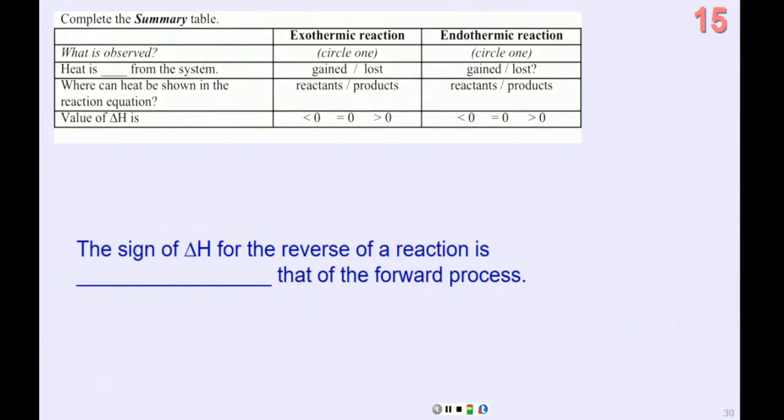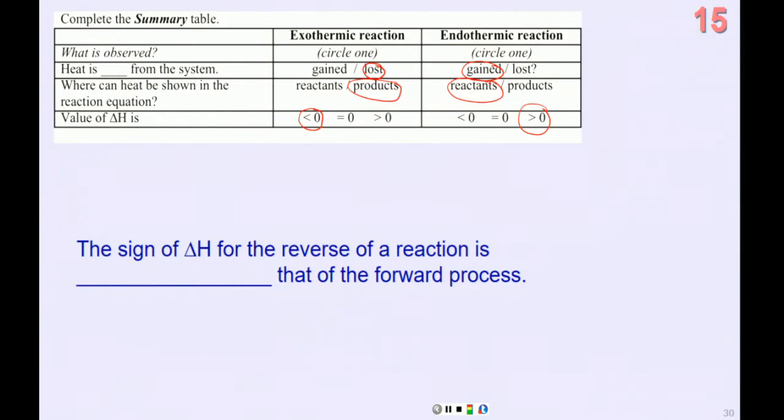So exothermic reactions: is heat gained or lost from the system? It is lost. Where is the heat shown in the reaction equation? It is a product, and the value of delta H is always less than 0. In an endothermic reaction, the other side of this chart, heat is always gained. You have to add heat to make it go. Heat is therefore a reactant, and the delta H value is greater than 0.